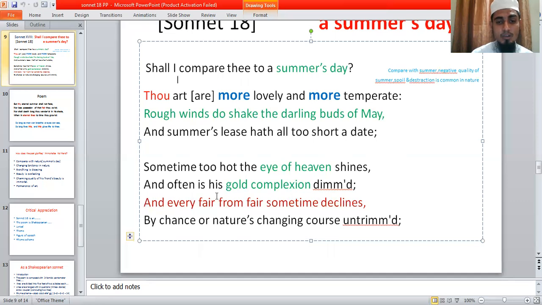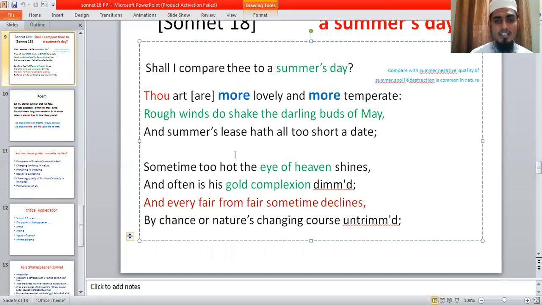So in this stanza, William Shakespeare tries to give this philosophy about the tendency of nature: sometimes it is very charming, and sometimes it shows dim, it fades away. In this way every fair from fair, everything in this world, is bound to decay and destruction. This destruction may occur by chance or nature's changing course. That means natural objects must face destruction, accidentally or normally. This is the theme of these lines actually.